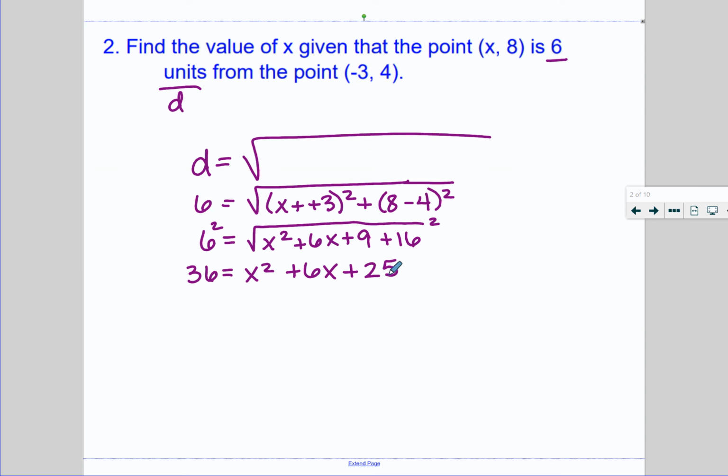Get it? Equal to 0. So move that 36 over. X squared plus 6x. If I subtract 36, I get negative 11. Is this all right? Okay.